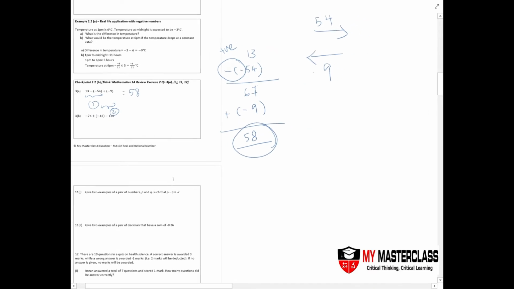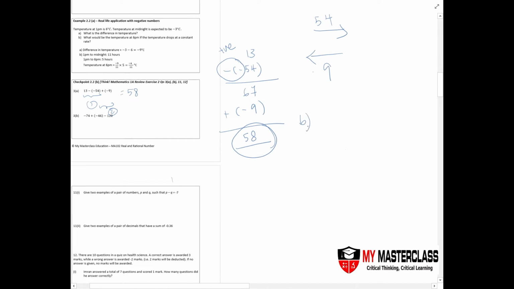Now then, let's look at part B. Part B tells you negative 74 plus negative 46. Remember just how we went through? A negative and a negative total gives you a negative, right? So I have negative 74 plus a negative 46. This gives me a negative 120.